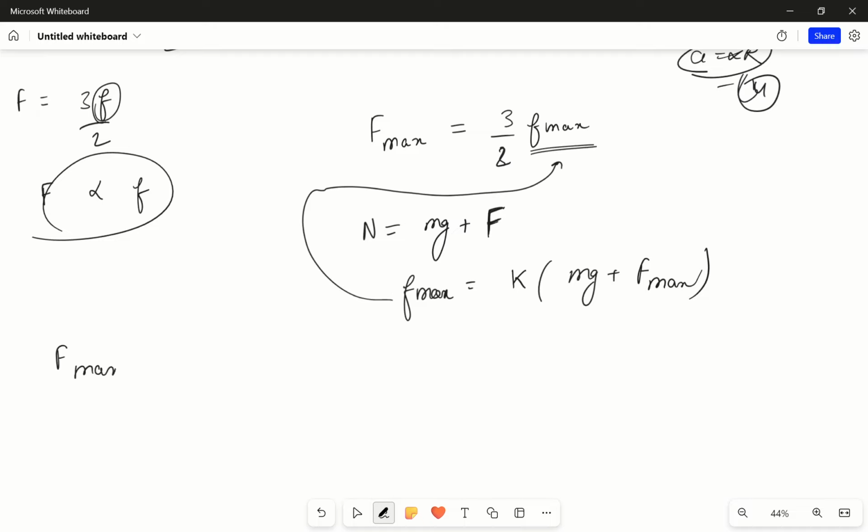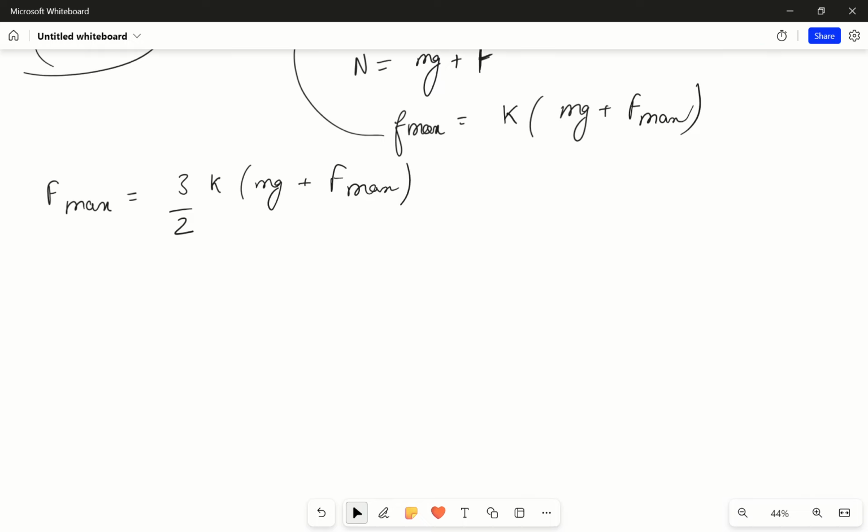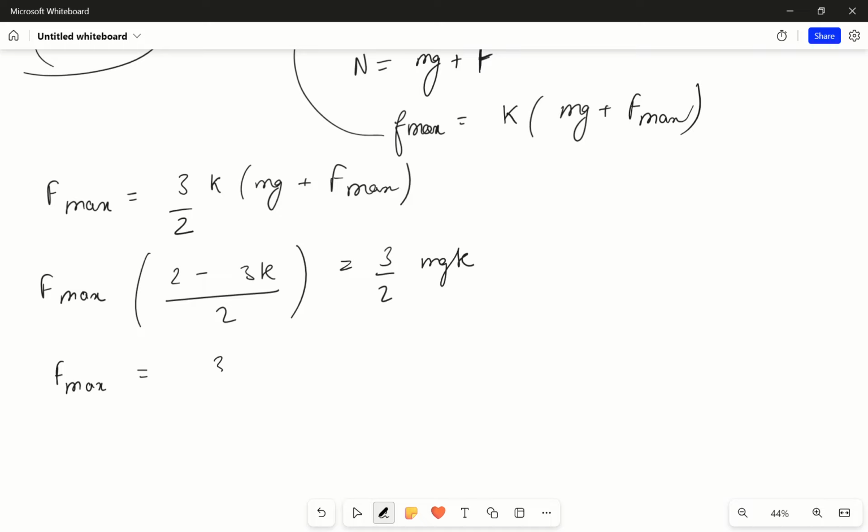F max is equal to 3 by 2 k into mg plus F max, right? So from here we can calculate the value of F max. F max into 1 minus 3k by 2 is equal to 3 by 2 mgk, right? And from here F max is equal to 3 mgk by 2 minus 3k. This is the value of F max.